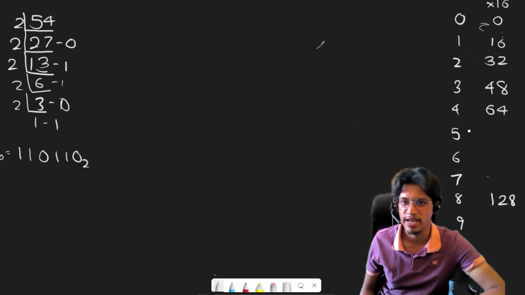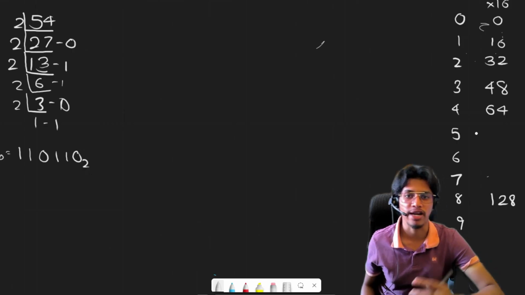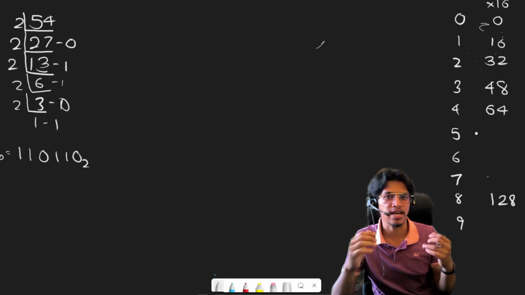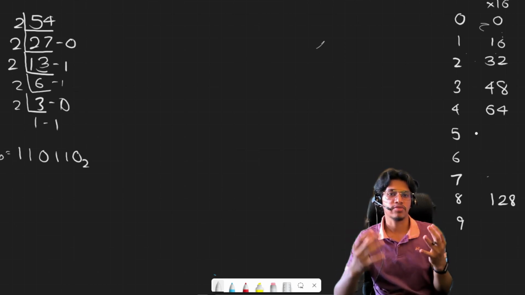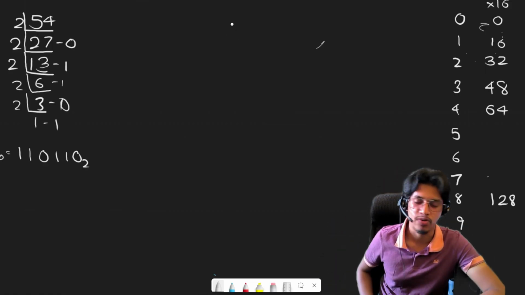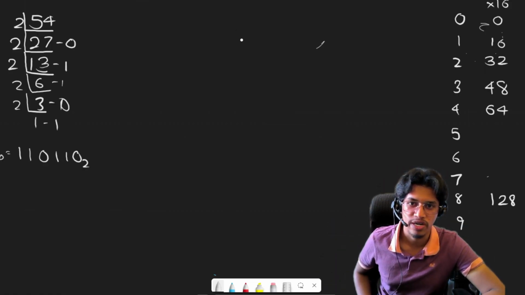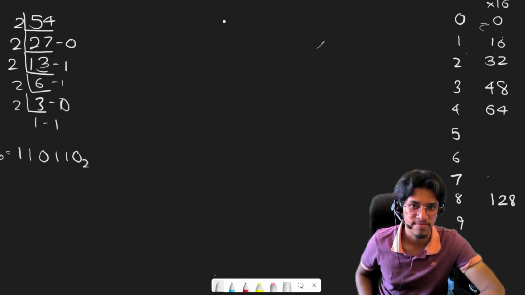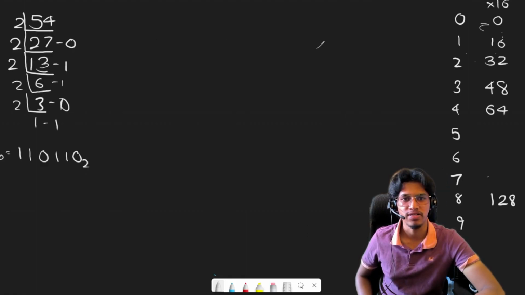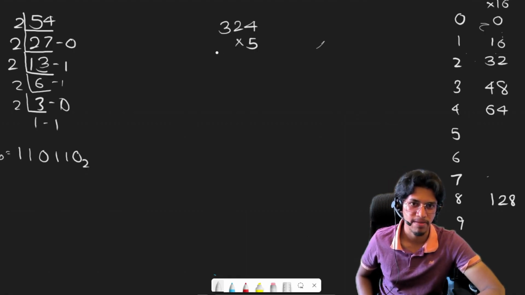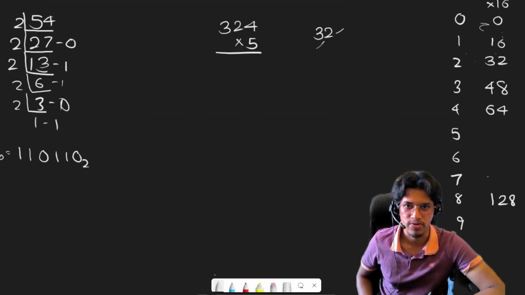So that we know. And then 16 times 5. This is a way that I use personally to calculate multiplying by 5. Instead of multiplying by 5, what I do is I divide by 2. Basically, for any value, for example, 324, instead of multiplying by 5, I'll be dividing by 2.